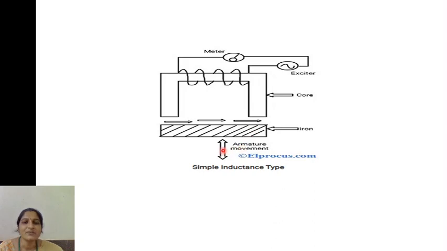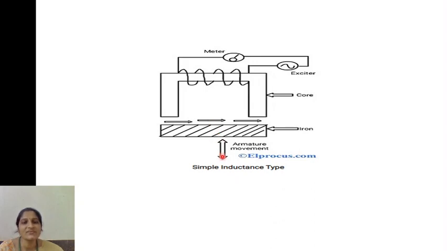When you move this iron piece upward and downward, in this direction and in this direction, that means if you move the iron piece near to the core, more flux lines are changing, so the mutual inductance will be more. If you move the armature in the opposite direction, then the inductance will be varied, that means it will be reduced.